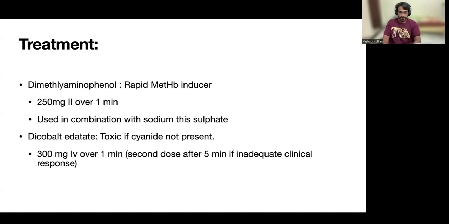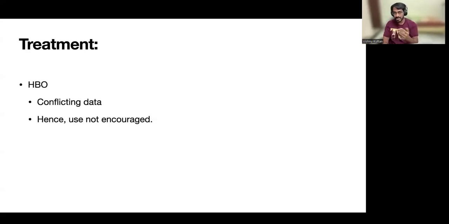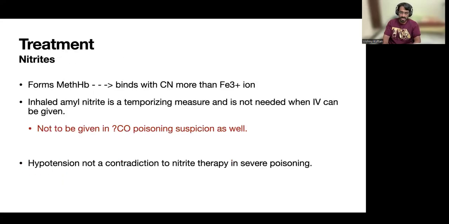You can go back and refer to it. There are some other newer drugs. You need to produce methemoglobinemia faster, so instead of nitrates, you can give something like dimethylaminophenol. And instead of your hydroxycobalamin, there is something called dicobalt and that also can be used. And as far as hyperbaric oxygen is concerned, again, not much evidence regarding the same, hence it is not used.